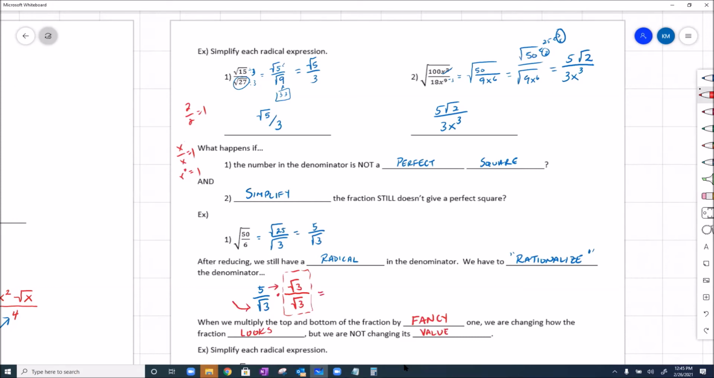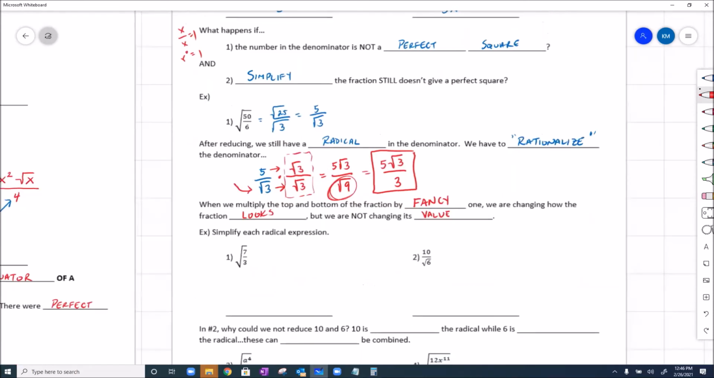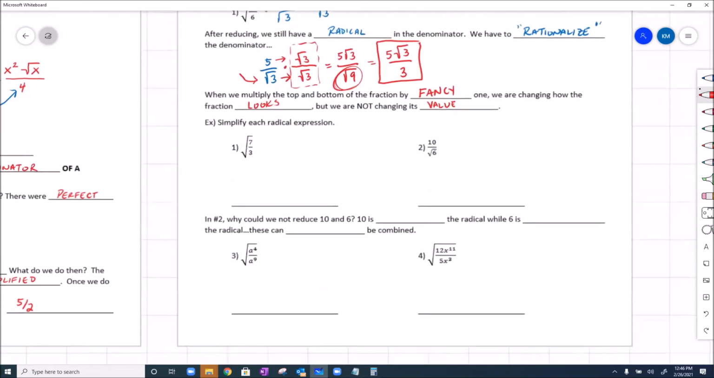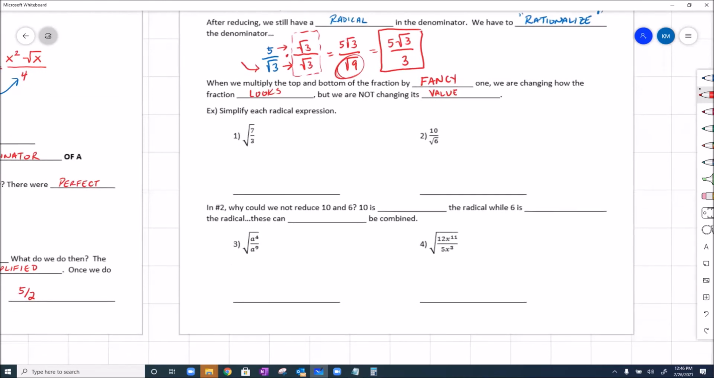5 times radical 3 gives us 5 radical 3. Radical 3 times radical 3 gives us radical 9. You'll notice, hey, this is a perfect square, and that's not a coincidence. Anytime you multiply a radical by itself, you'll get a perfect square number. So as we simplify, we have 5 radical 3 over 3. And this is what we want our final answer to be, because there are no radicals in the denominator.